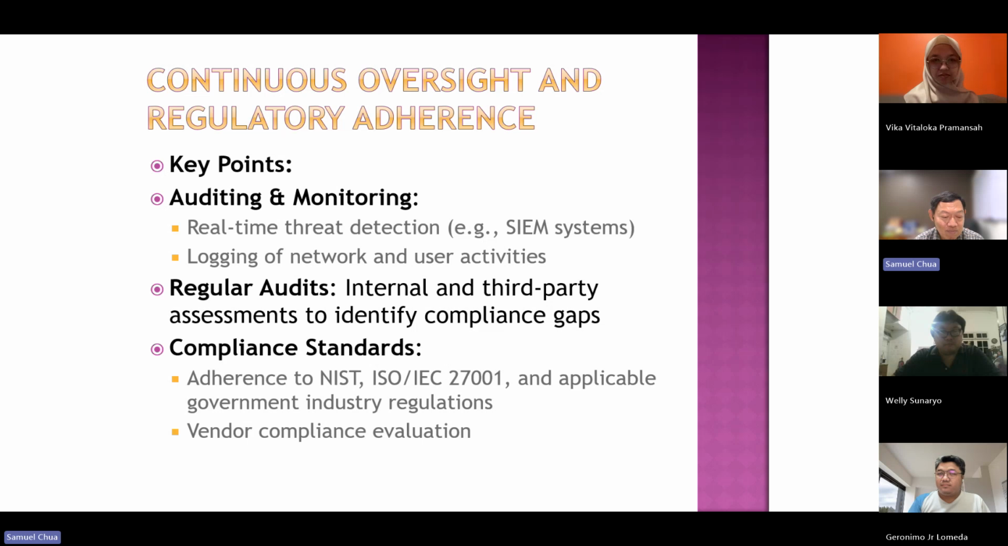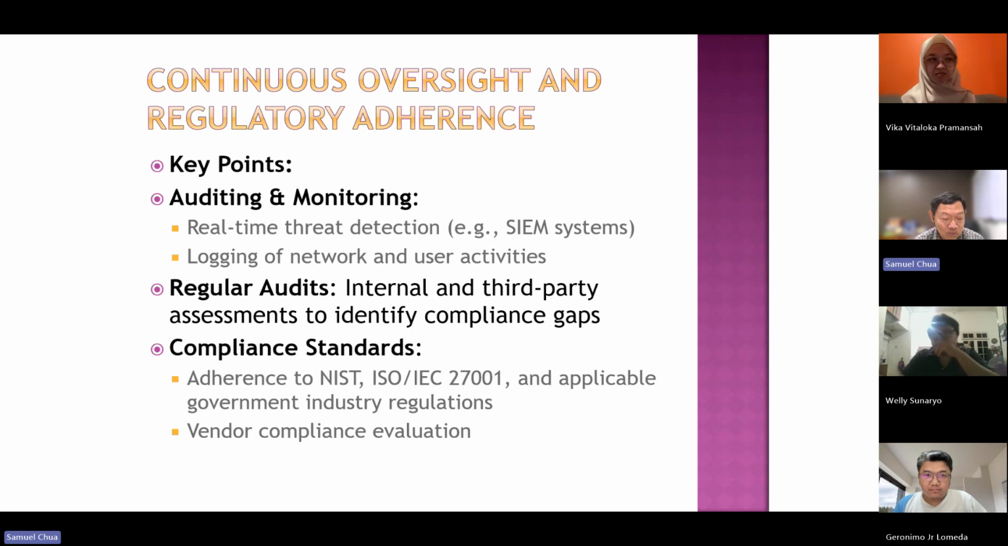Tools like SIEM systems, for security information and event management, provide real-time threat detection by collecting and analyzing security data from across an organization. They alert us to anomalies like unauthorized access attempts, helping us respond quickly before damage is done. Additionally, logging user and network activities is essential. Logs provide a record of who did what, when, and where, supporting investigations and helping determine policy violations.